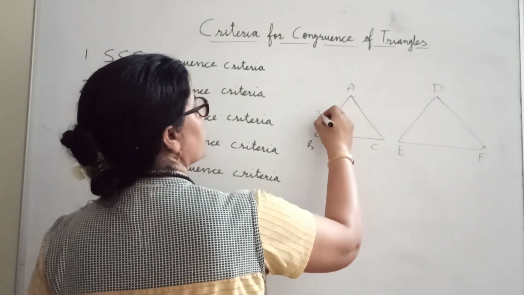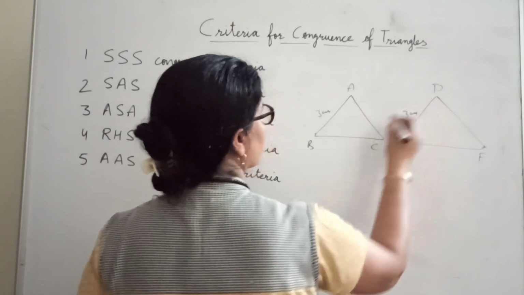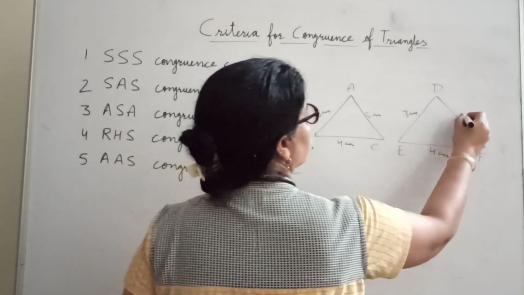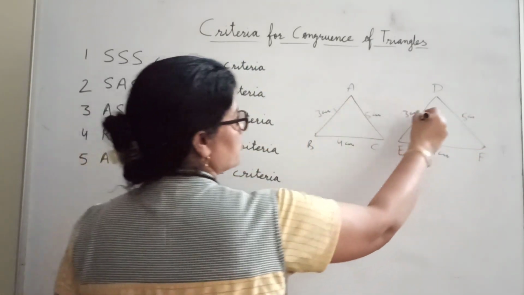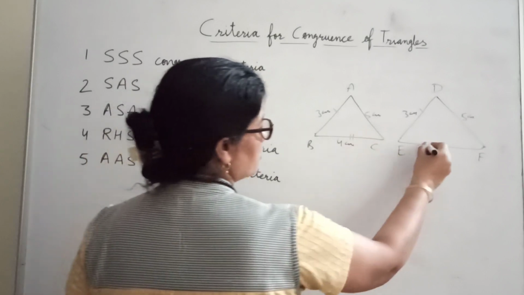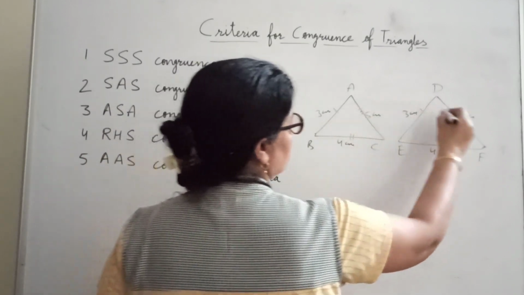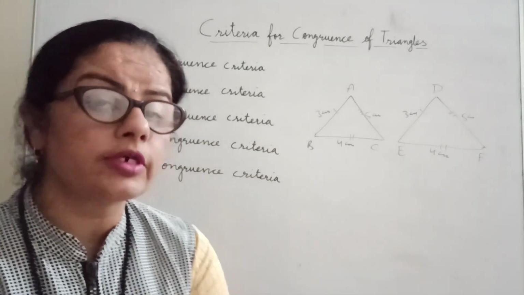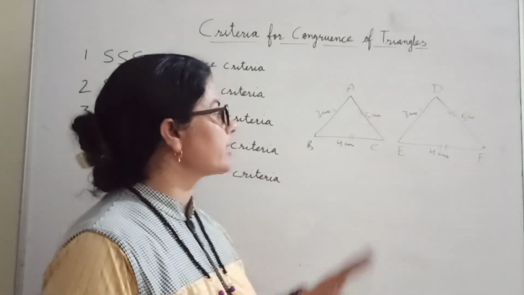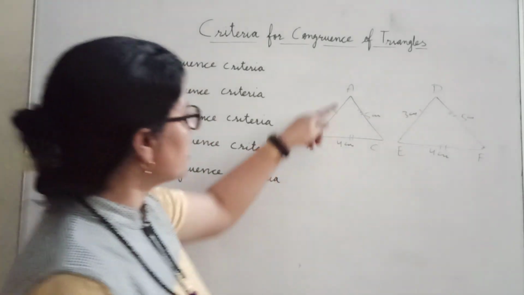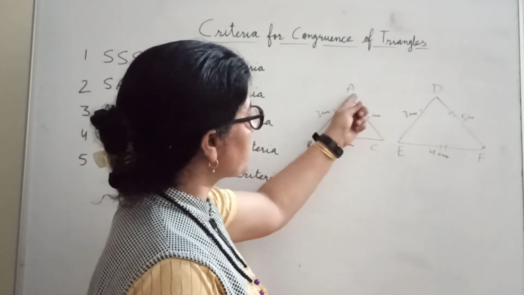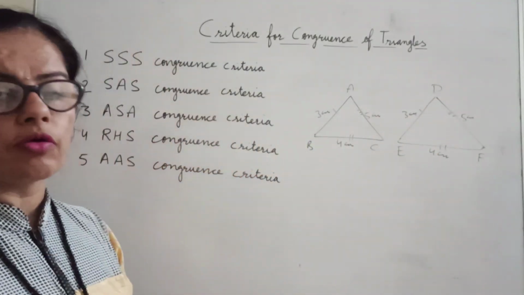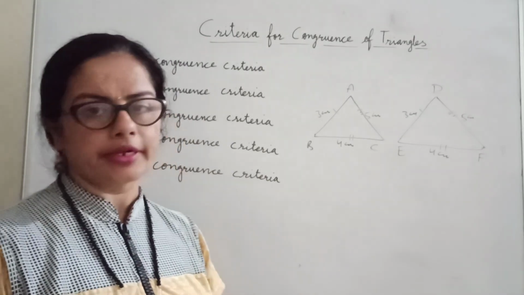Let us take this side as 3 centimeter. This side is also 3 centimeter. This is 4, this is 4, this is 5, this is 5. See, this side is equal to this side. Measure of this side is equal to this side. Measure of this side is equal to measure of this side. So all three sides of this triangle are equal to three sides of this triangle. It means triangles are congruent by side, side, side. And here also side, side, side. So these triangles are congruent by SSS criterion.